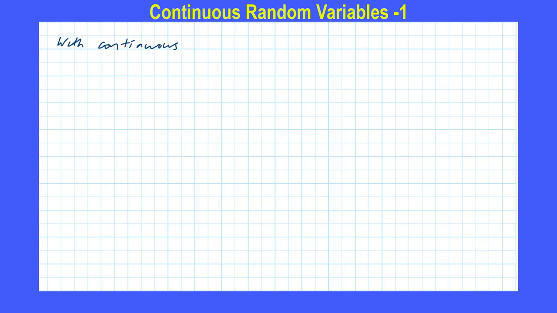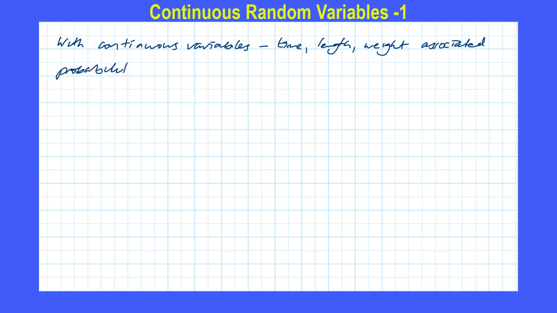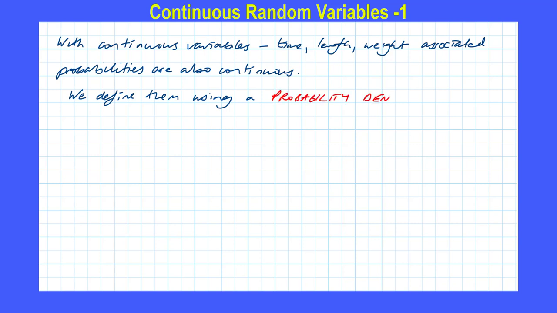So in this video we're going to be looking at continuous random variables. With continuous random variables, things such as time, length, weight, the associated probabilities will also be continuous. We define them using what's called a probability density function, or from here on in, a PDF. Usually we give this PDF the notation f of x to define what the function is going to be.